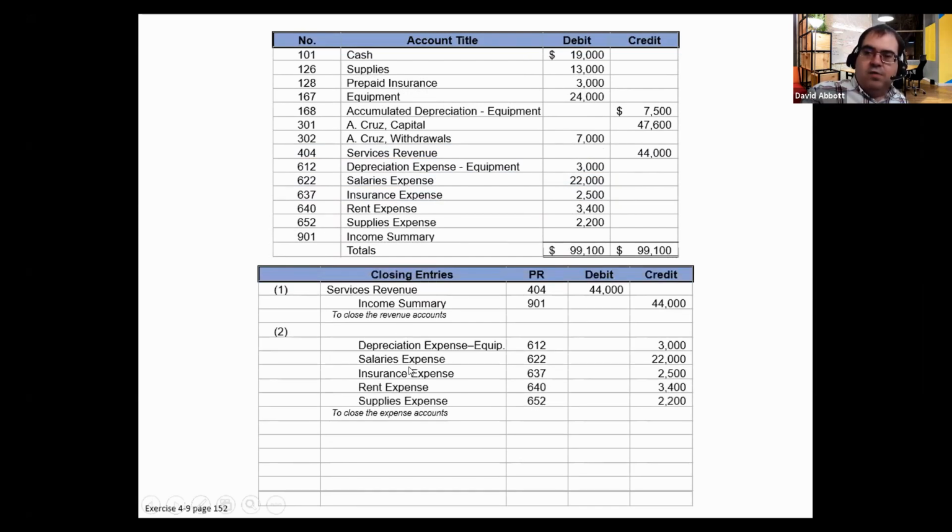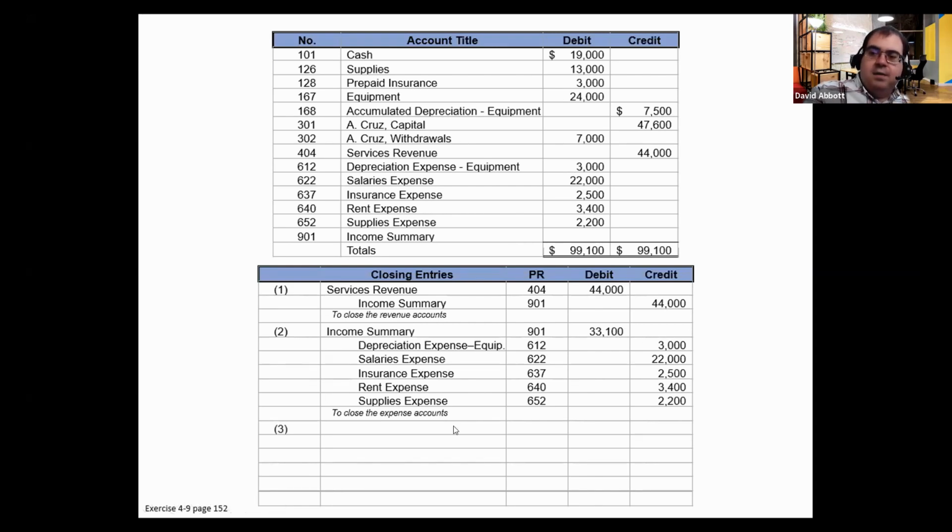And then you want to close out our expenses. So again, we just go ahead and list expenses. So we have depreciation expense on the equipment of 3,000, salaries expense of 22,000, insurance expense of 2,500, rent expense of 3,400, and then supplies expense of 2,200. So again, we're just doing the opposite. They normally have debit balances. In this case, we're going to credit them because we want to close them out, make them 0. So then you have income summary, then 33,100, because that's the total of all of those.